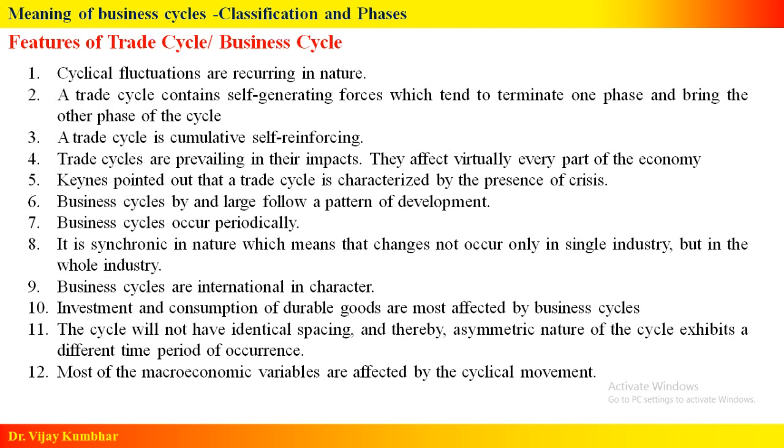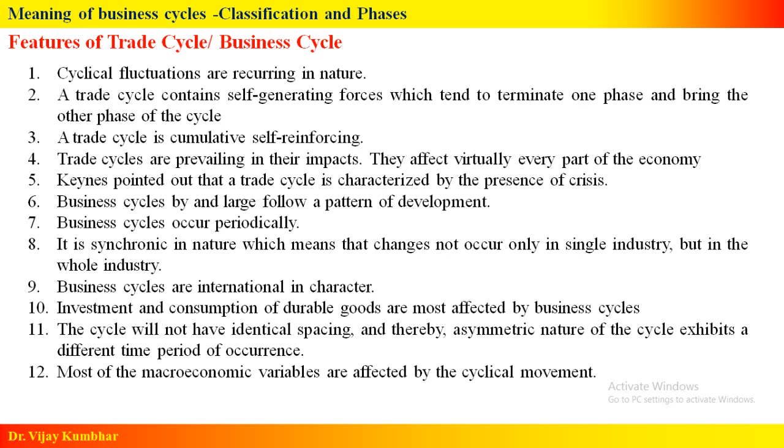These are some important features of the business cycle or trade cycle. It is a cyclical fluctuation which is recurring in nature. It means the business cycle is not a one-time phenomenon. It is a continuous or recurring process. In various economies, there are different types of phases and durations of the business cycle. There are no similarities in the various phases of the business cycle or trade cycle in the various economies.